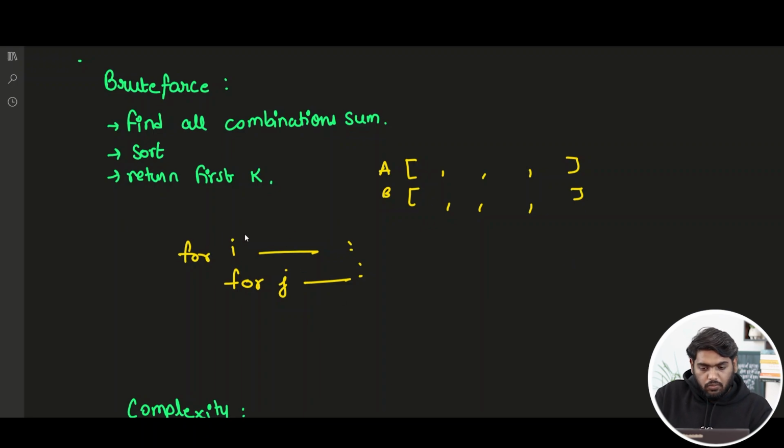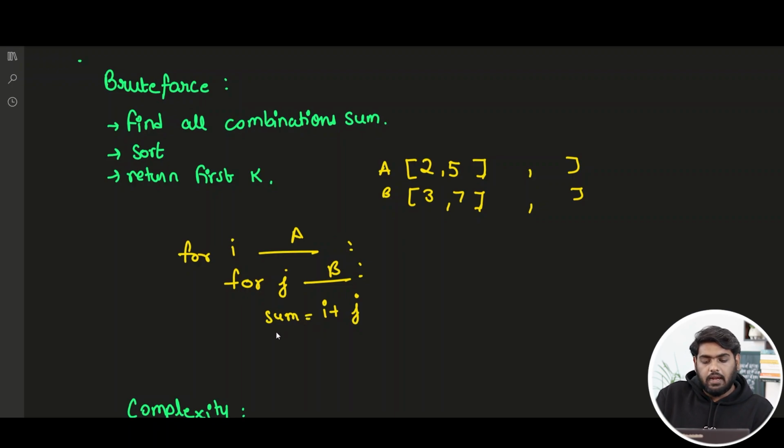So assume, let's take a smaller example. I have 2, 5, and I have 3, 7. This is my array. What do I have to do? I say for i in A and for j in B, I have to keep on adding i plus j, and that will be in one of my variables called sum, and I will have one list answer, and I'll keep on appending here.